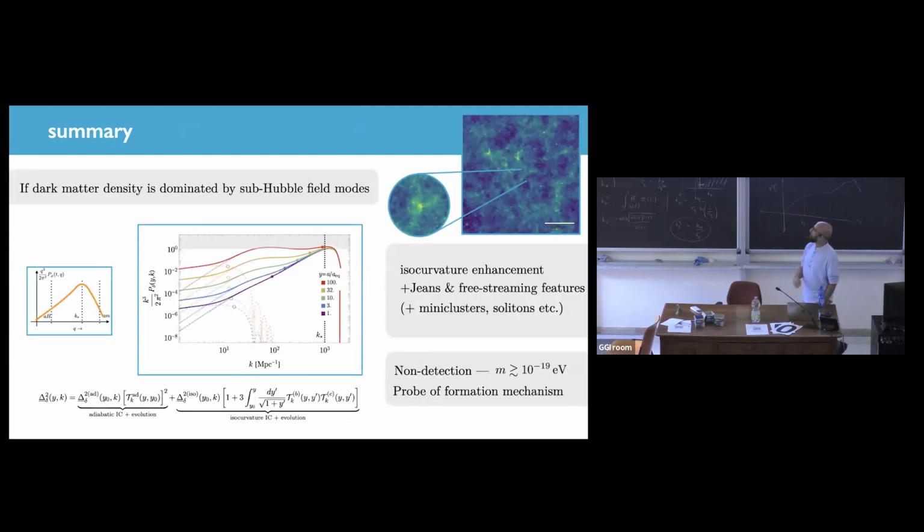Okay, I think I'm almost towards the end, so let me just say, I hope I have convinced you that if you're going to create dark matter and it's dominated by sub-Hubble field modes, then you will have this isocurvature enhancement and Jeans and free streaming related suppressions. You'll have extra features like mini clusters, solitons, etc. They can be useful in terms of bounds or as probes of formation mechanisms. And there's a whole framework now of how to do this calculation.